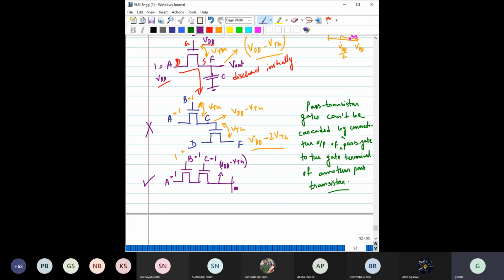And after that, it will be good to use an inverter or two inverters if you want the same polarity, to restore this drop in VTH, right? You know how a static CMOS can do that, right? So I hope it is clear to you why this is not a viable way to connect it, but this looks more or less possible. We can do it like this.